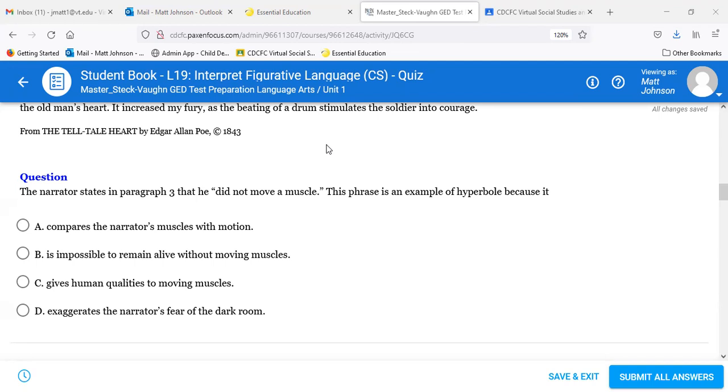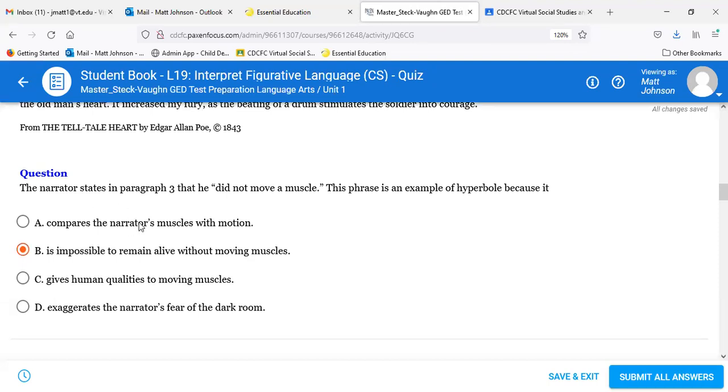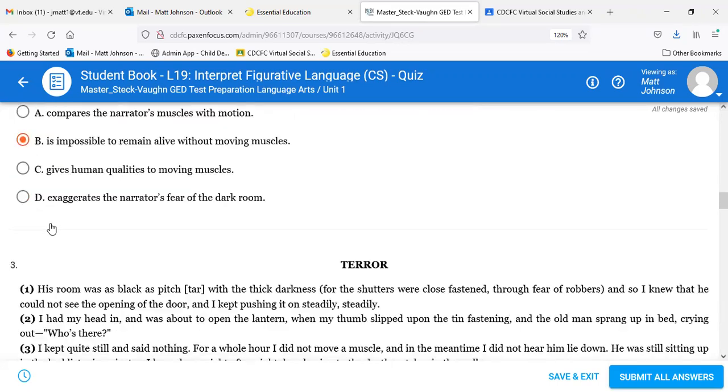It's not really exaggerated, but still, the fact that you cannot not move any muscles, in a sense, it is definitely hyperbole, or blinking even. You're not going to sit there for an hour with your eyes completely open. Well, this guy might be able to because he's crazy, but the rest of us can't.